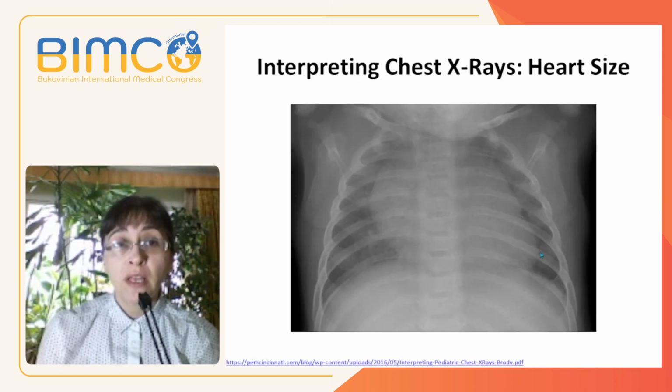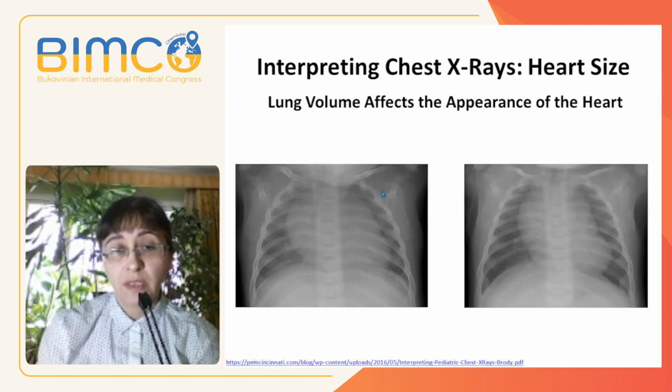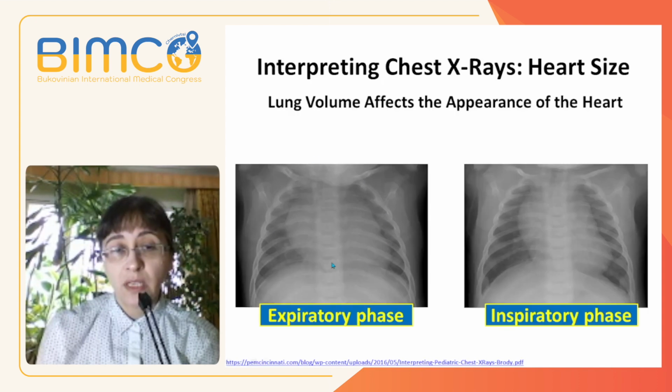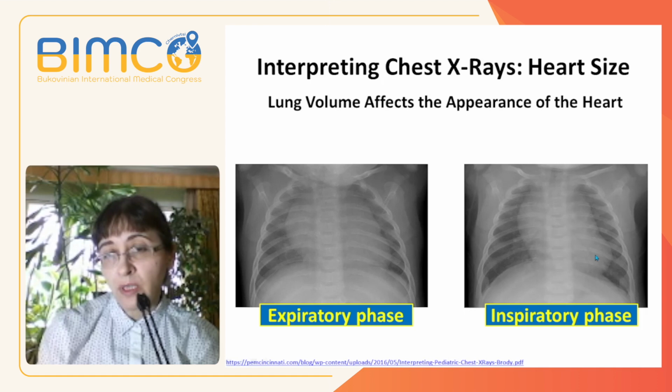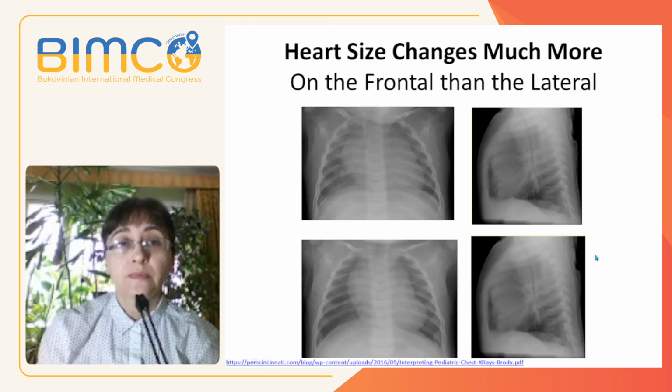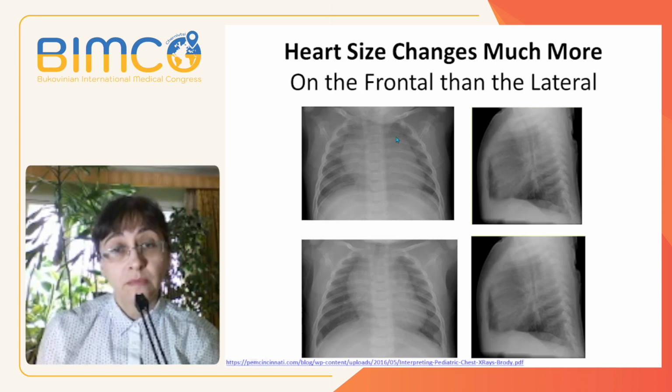On this chest X-ray, we may suspect heart enlargement, but due to age it is normal because it is a thymus, and from another point of view, it is done in the expiratory phase. You see that the expiratory phase gives us a problem for interpreting because of the more horizontal position of the heart, and in the inspiratory phase, this heart shadow is less increased and it is normal. And heart size changes much more on the frontal view as compared to the lateral view.